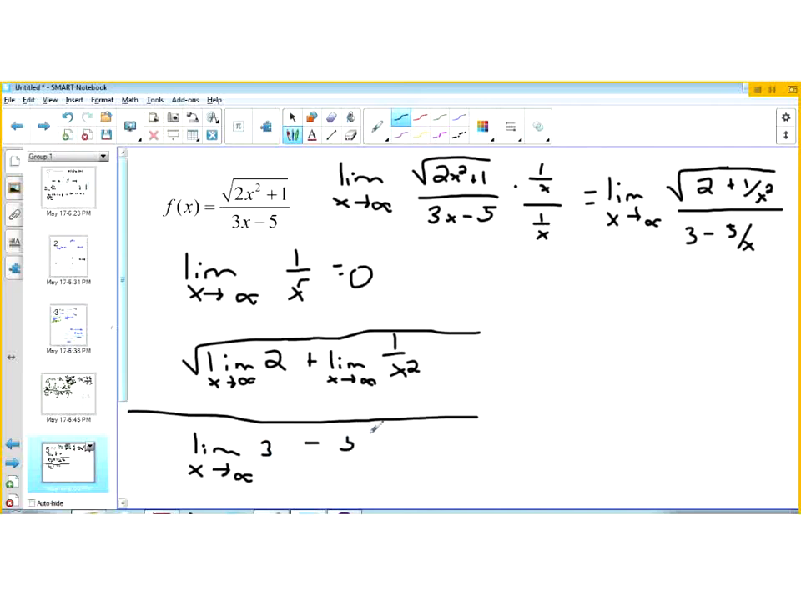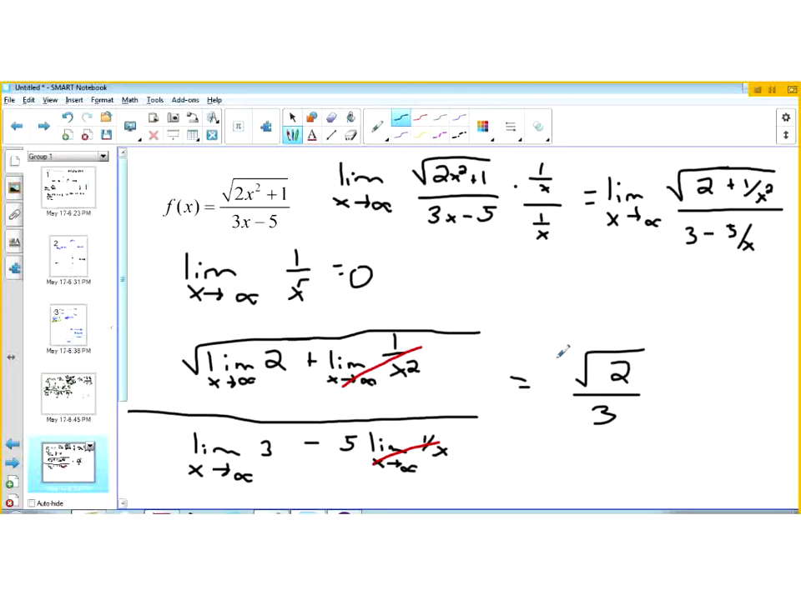Minus 5 times the limit as x approaches infinity of 1 over x. Okay, so the limit laws allow all of these computations. And then the theorem allows what? Well, the theorem says that that term goes away, that term goes away, and we're left with the square root of 2, because the limit of a constant is the constant itself, divided by 3. Okay, so there we have the square root of 2 over 3 is a horizontal asymptote.